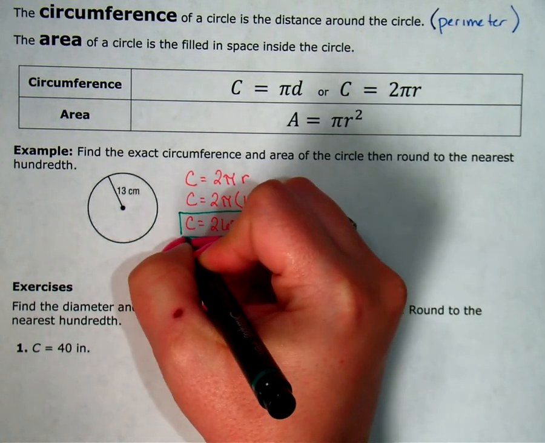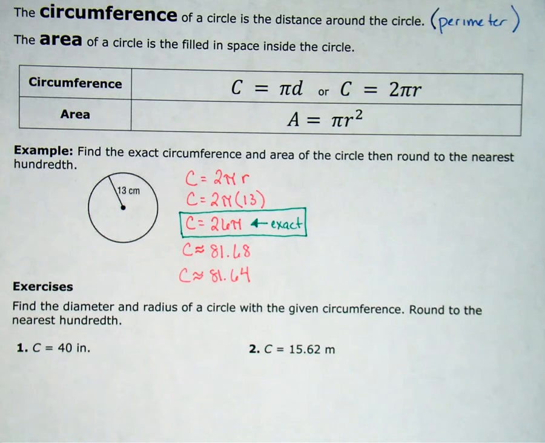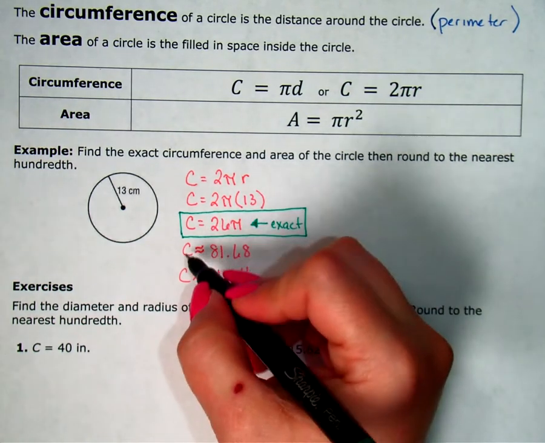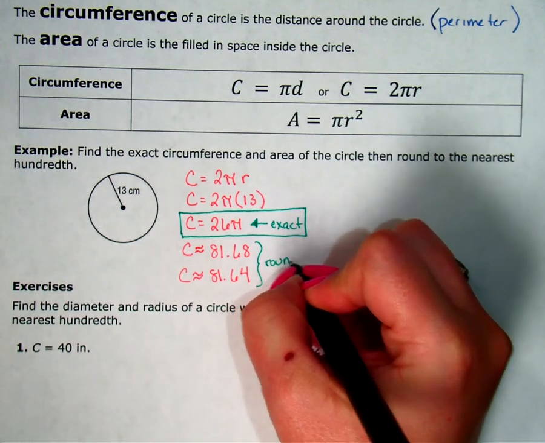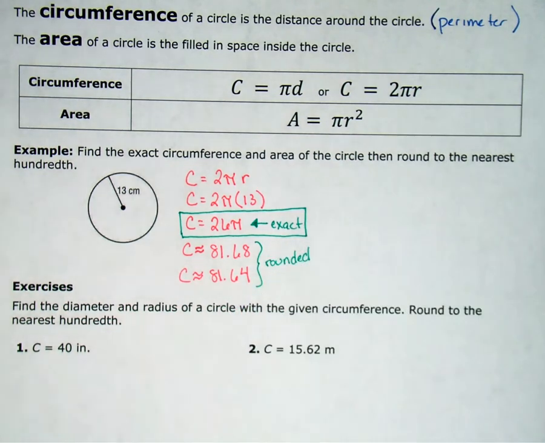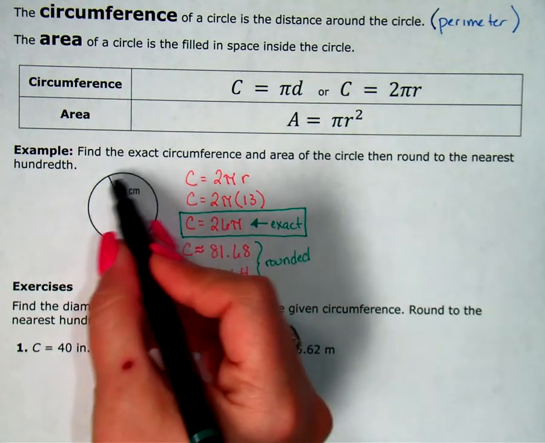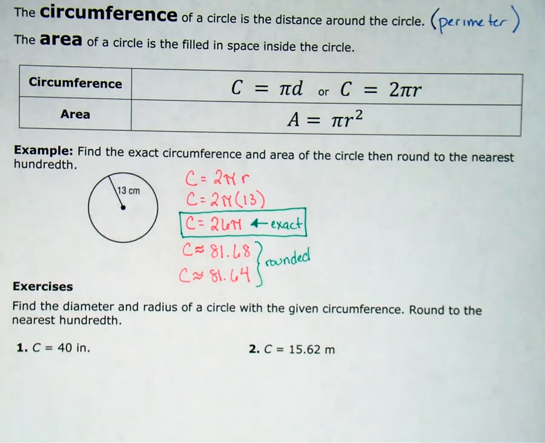What's really nice about exact is you don't have to worry about the pi button in the calculator, right? And then these two are both rounded. They're both correct. They're both approximately the circumference around that circle. Okay? Let's look at the area.